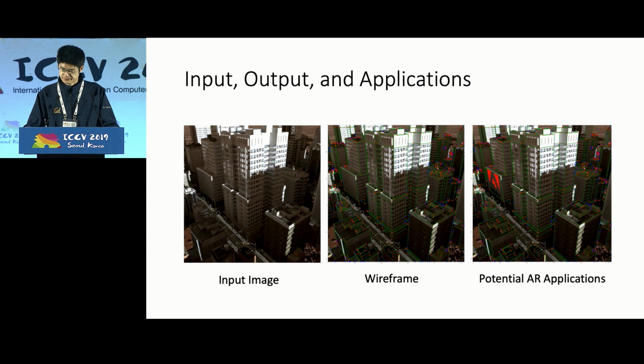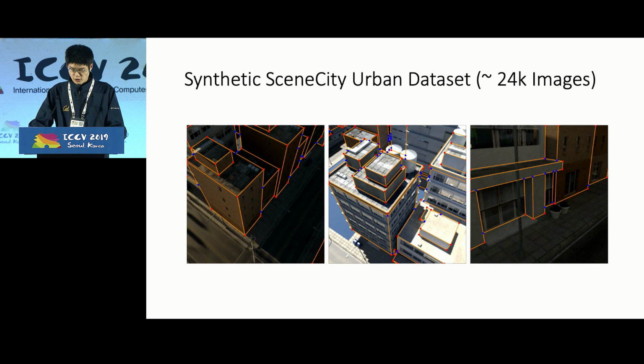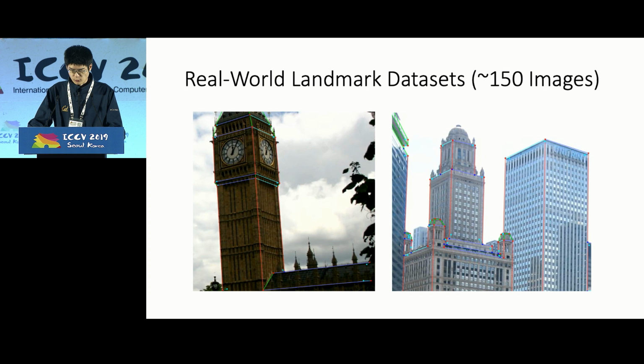Data are often the bottleneck of a data-driven project, so we prepare a photorealistic synthetic dataset, which contains 24,000 images. The ground truth wireframes are automatically generated from the CAD models. We also manually label the wireframes for 115 real-world landmark images for model fine-tuning and evaluation.